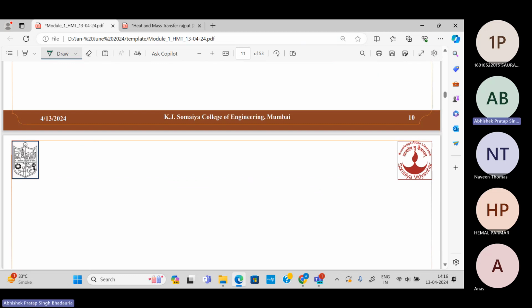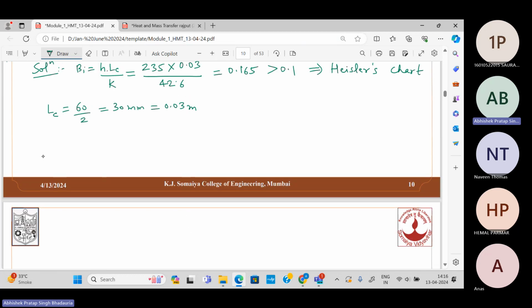So we will calculate 1 upon Biot number first. 1 upon 0.165 is equal to 6.06. Okay, and now we'll find the Fourier number. So Fourier number is what? Fourier number is alpha tau by Lc square.